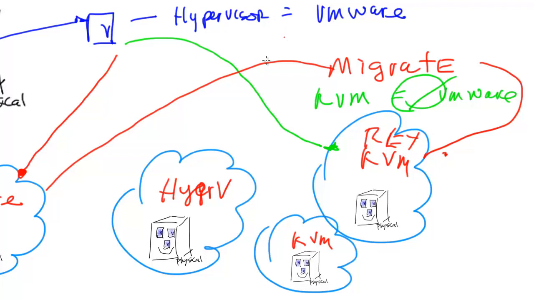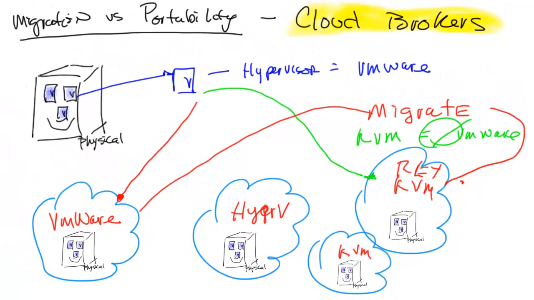Now, do cloud brokers have the ability to house multiple hypervisors? The answer is yes. Some of the cloud brokers will allow you to do this as a migration and not as a portable environment. So some of them will allow you to take a VMware virtual machine from VMware into Hyper-V, for example. And they all have their limitations in the type of hypervisors they're going to support.